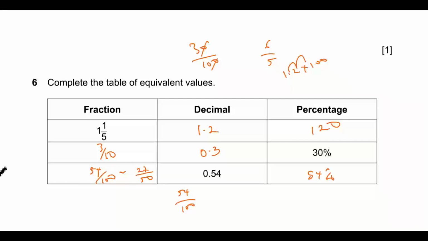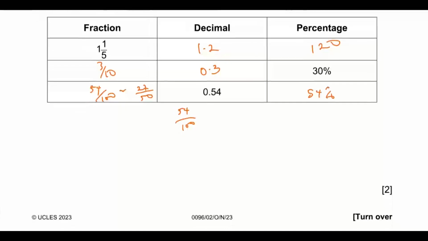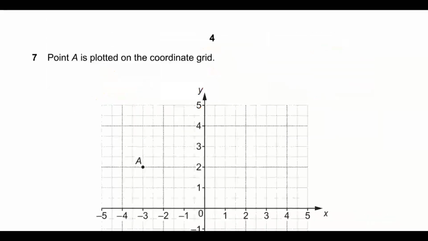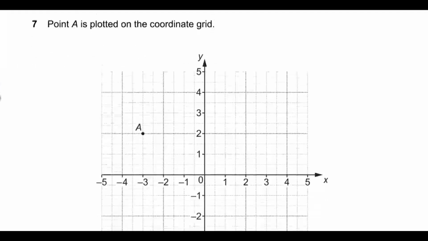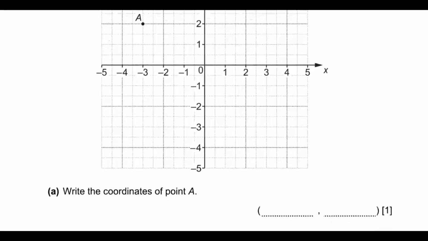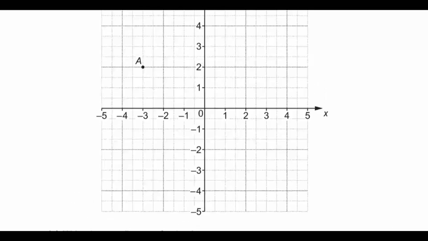So you can write 27 over 50. Okay, so let's go to the next one. So that will be question 7. Point A is plotted on the coordinate grid. So let's read the question. Write the coordinates of point A.